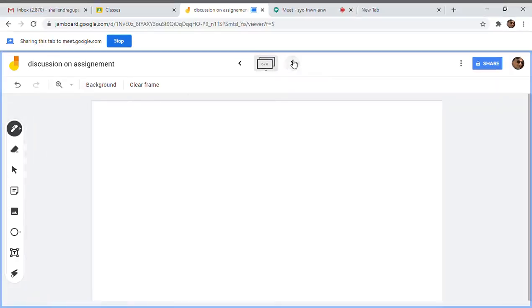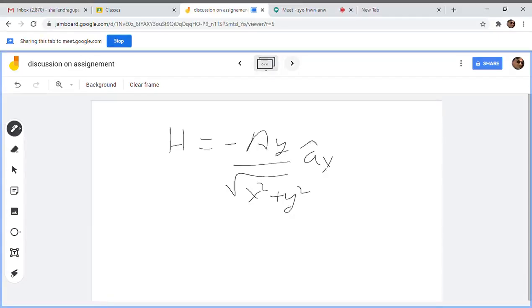Okay, so the final vector in this rectangular coordinate system will be minus ay by under root x square plus y square in the ax direction, plus ax by under root x square plus y square in the ay direction. The Hz component will be 0, so there will be no az term.